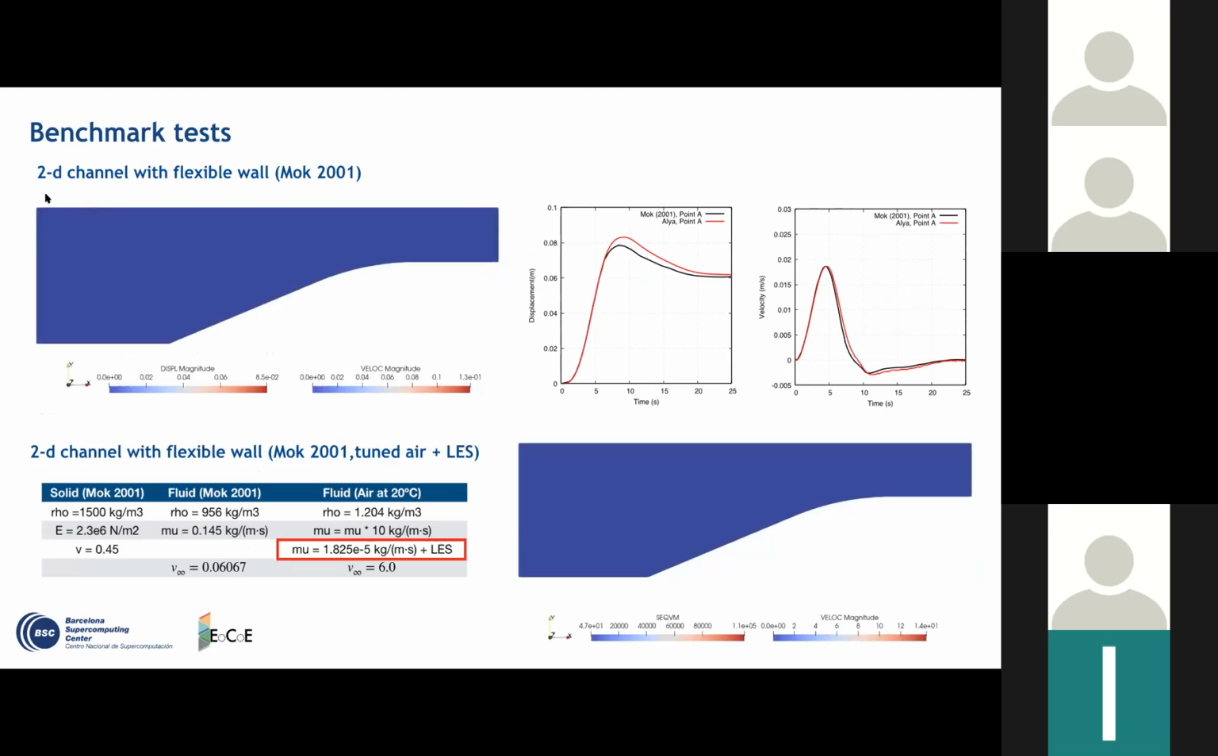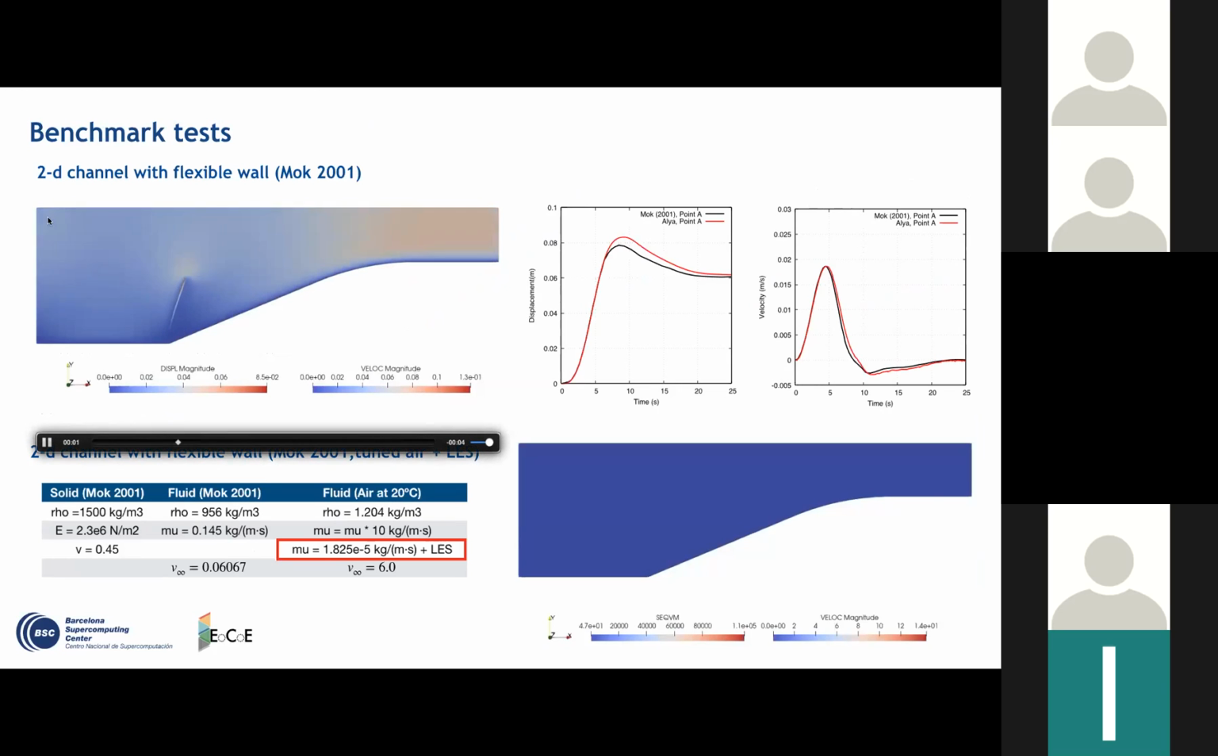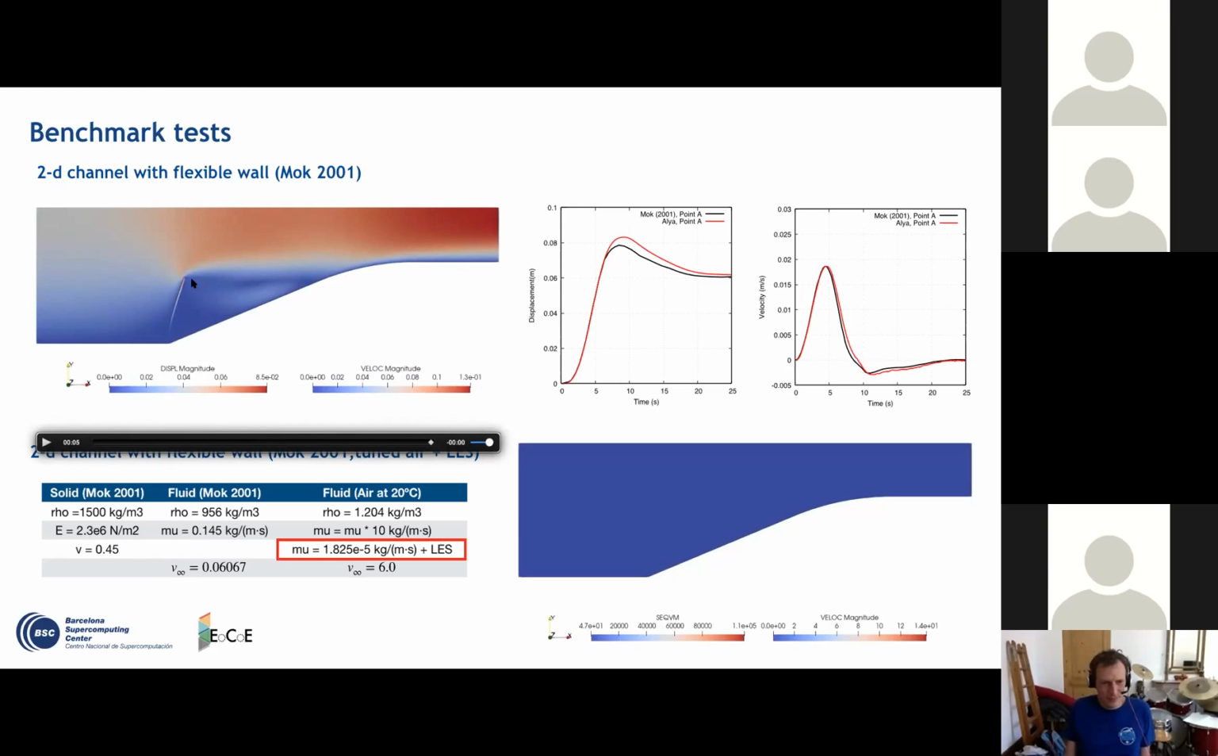On the top, we have a typical benchmark test. It is just in 2D, and just for laminar flow. It's a channel with an inflow, and here we have a beam that is flexible. Then we compare the displacement and the velocity at one point of this flexible beam, to see how it behaves. The results, as we can see here, are compared with other numerical simulations in the literature. This example was just to see if we are reproducing the physics of the problem well.